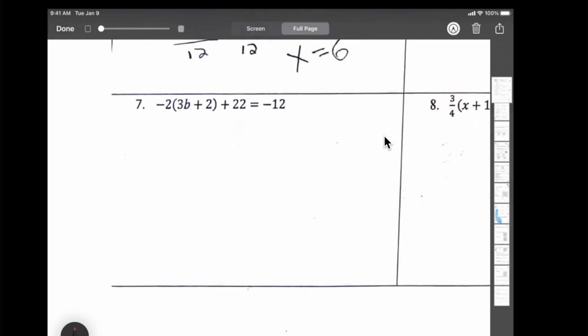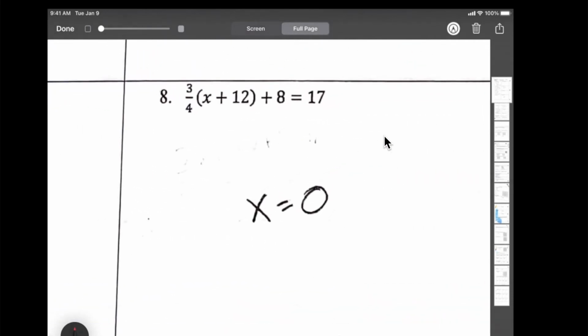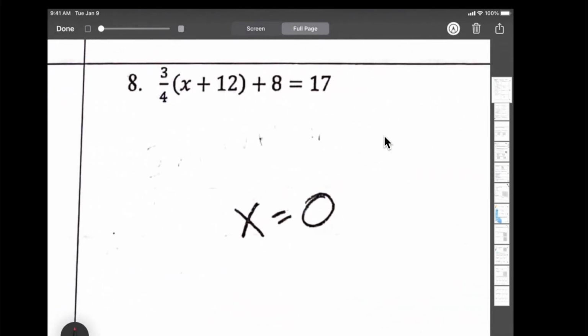Let's see where we are now. Let's go to number 8. Okay, number 8, same thing. Distribute, combine like terms, and solve for x.